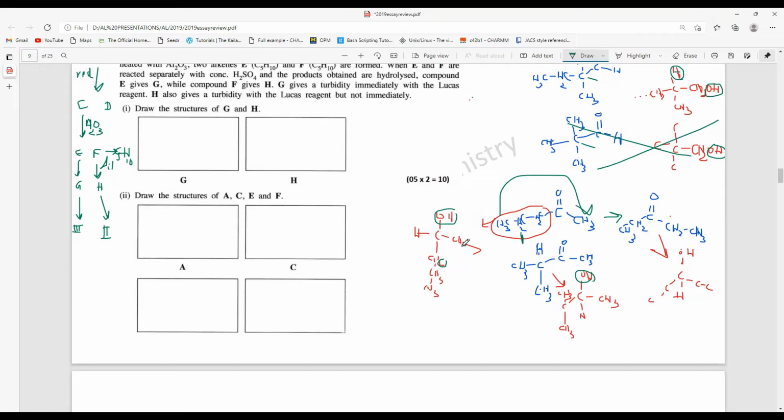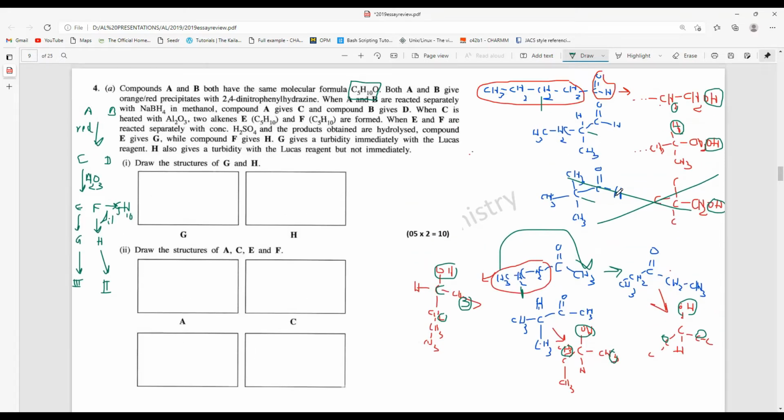And here, don't forget, there's a CH3 group, so this OH is on this carbon. So either one of this hydrogen or this hydrogen can go. Now in this one, either one of this hydrogen or one of this hydrogen can go. This OH, either one of the hydrogens. So this is what normally is going to happen. And in the next step, all these compounds would form alkenes.